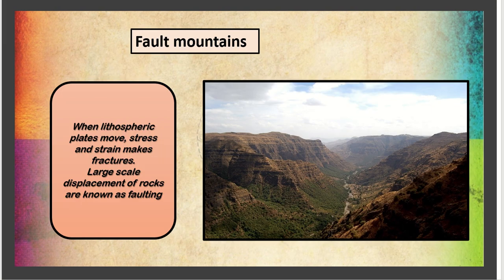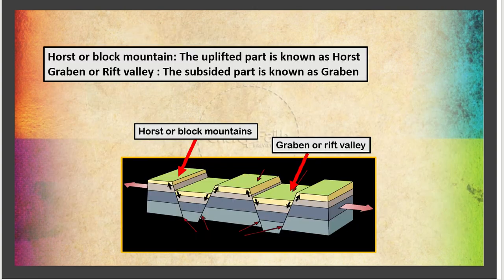What is fault? Faulting means there is a crack. Okay, it is not a small crack. Large scale displacement. Okay, when the lithospheric plates move, stress and strain make fractures. Fractures in the sense the bone moves, right? So large scale displacement of rocks is known as faulting. Okay, that is what is called faulting.